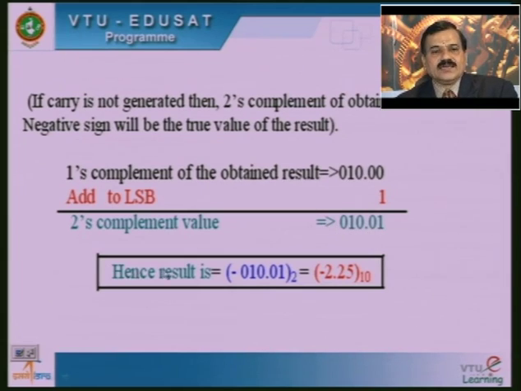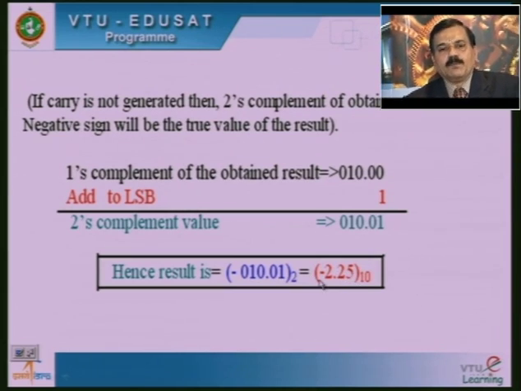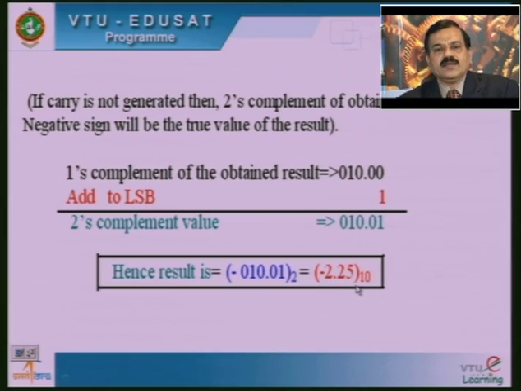Hence the result finally is minus 010.01 base 2, which is equal to, with the minus sign as it is, the remaining part 010 written as 2 in decimal, and the binary equivalent of 0.01 written as 0.25. So the total binary value can be represented as minus 2.25 with base 10.